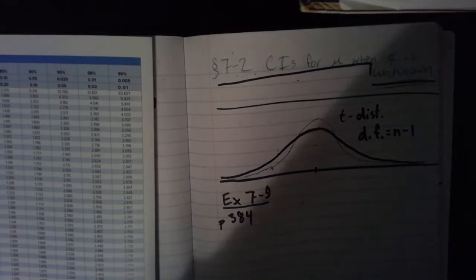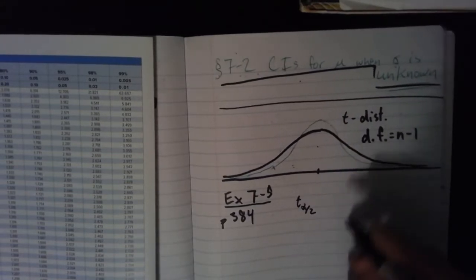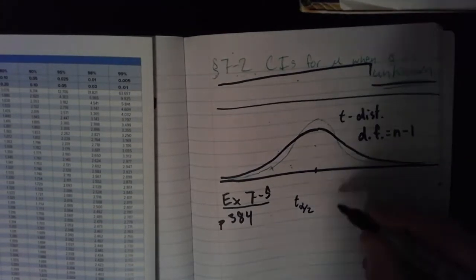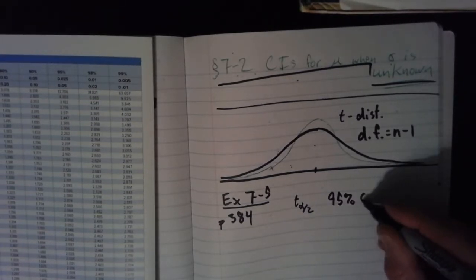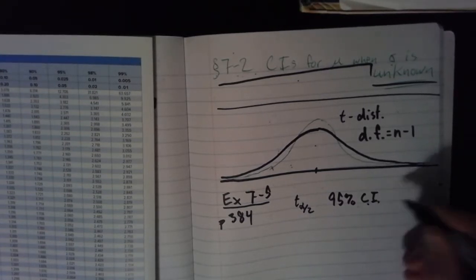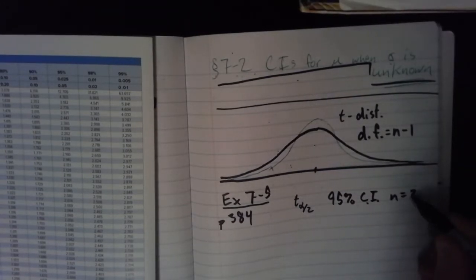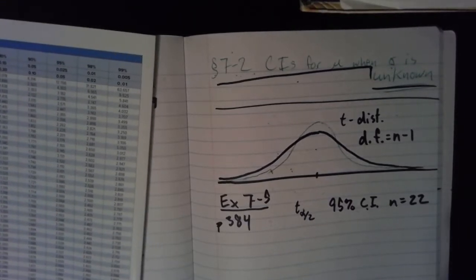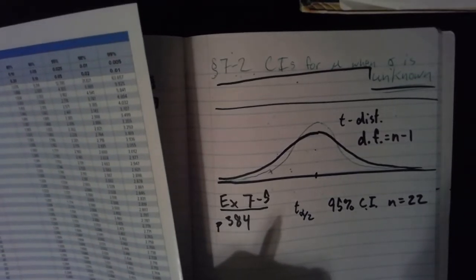But anyway, we're going to find t subscript alpha over 2. So we're still using this alpha over 2 notation. Okay, and we want a 95% confidence interval. So make a note of that. And then here we have n is equal to 22. All right, so let's go over to our table and we'll reconvene there.